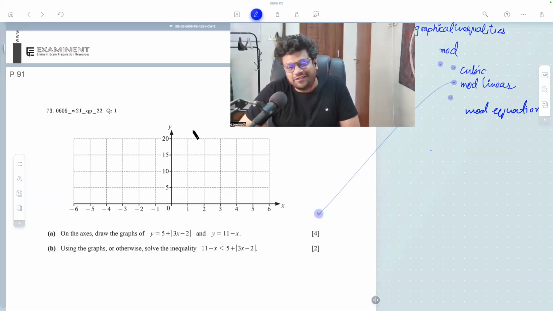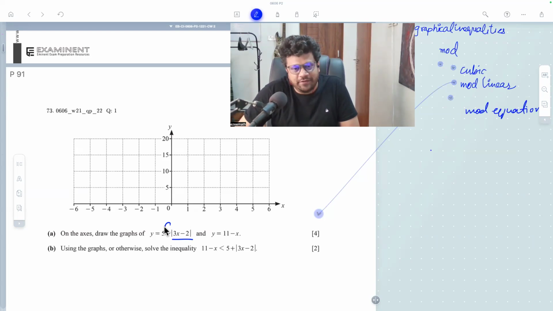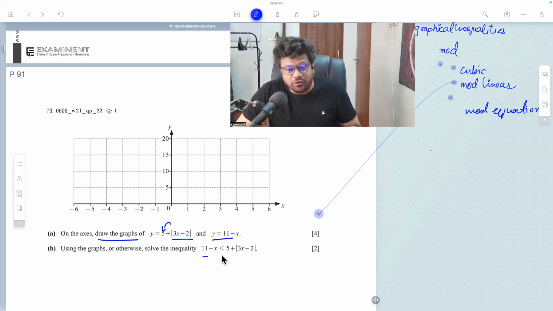Now let's look at this one where we have the absolute function of 3x minus 2 added with a 5, and we are supposed to sketch it. And then we have y equal to 11 minus x, and that of course is a straight line. What I want you to understand here is that being able to sketch them is a different aspect. What I want to do here is simply explain how to solve this inequality.